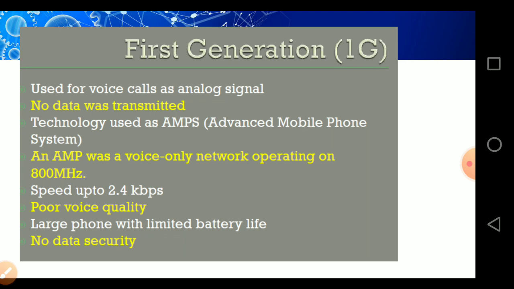No data was transmitted, and the technology used was known as Advanced Mobile Phone System, that is AMPS. It was a voice-only network operating at a frequency of 800 megahertz, and the speed was about 2.4 kbps. The voice quality was very poor, large phones with limited battery life were a peculiarity, and data security was of course not there.